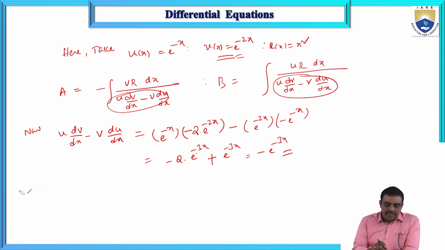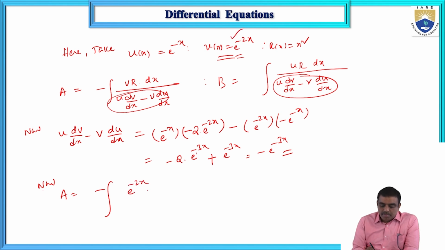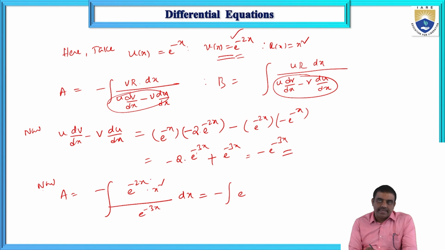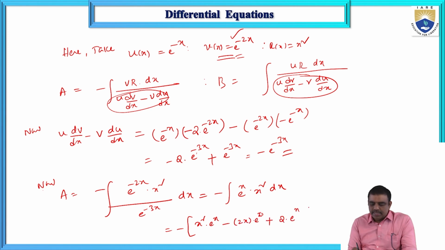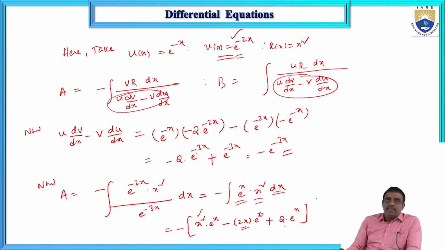Then apply this value in the formulas of a and b. Now, a is equal to minus integral v means e power minus 2x, r means x square, by e power minus 3x, dx. On writing e power minus 3x in the numerator, it is e power x into x square dx. So it is an integral of u dv format. The integration is uv1 minus u dash v2 plus u double dash v3. Here u is x square and dv is e power x. So x square into e power x, minus derivative 2x into e power x, plus derivative 2 into e power x. In this way, you can calculate the a value.